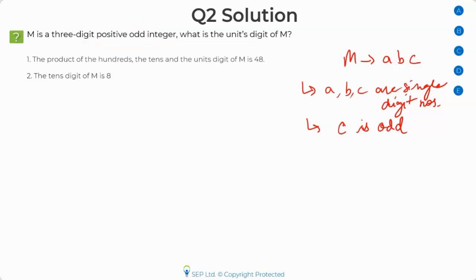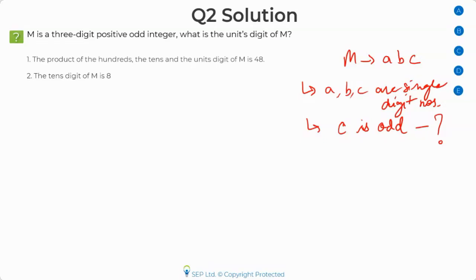What else is given, or rather asked? What is the units digit of M? Now, what is the units digit? It is C. So I have to find out the value of C. All I know about C is that it is odd. That's the information which is provided to me. Now let's move to statement 1 with this information in place.